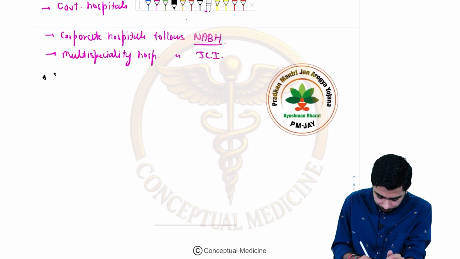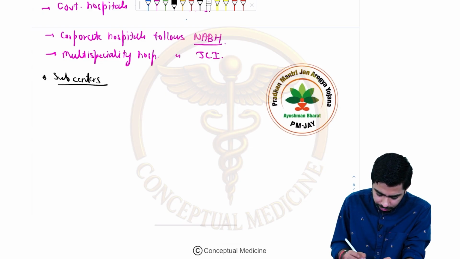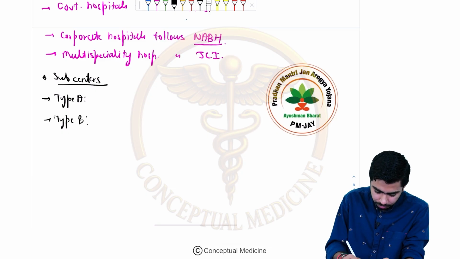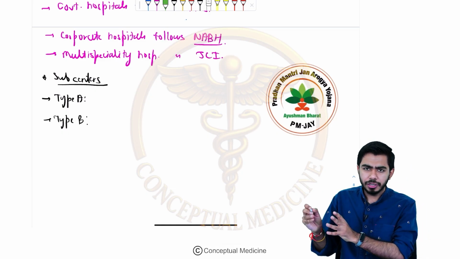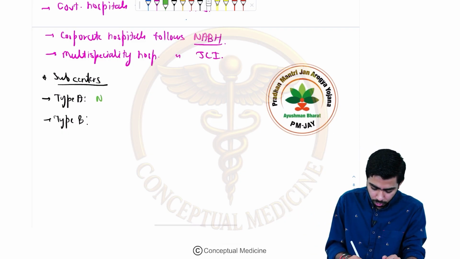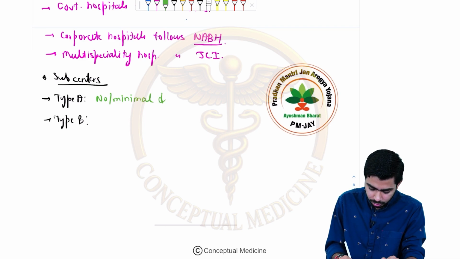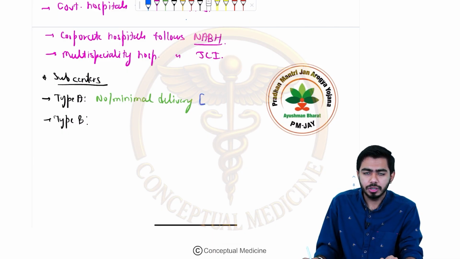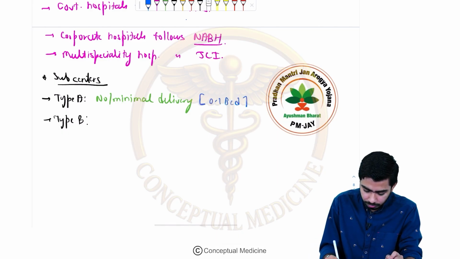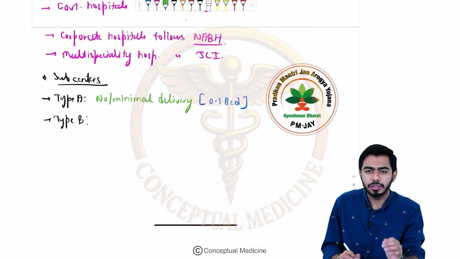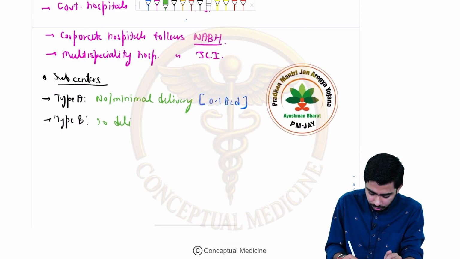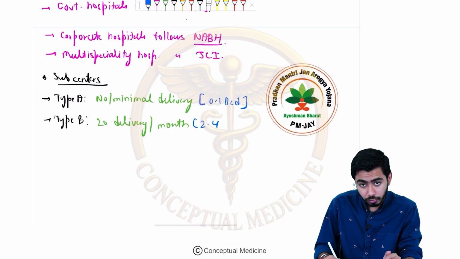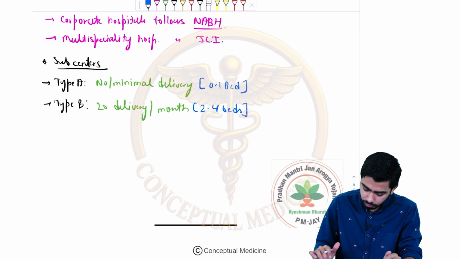At the level of the sub-center, sometimes I ask you these questions: there could be the type A sub-center, and there could be the type B sub-center. At the type A sub-center, how many deliveries might there be? There could be no or minimal delivery. How many beds are you expecting here? There are only 0 to 1 bed. If we talk about the type B sub-center, this is a bigger level. Here we shall expect some deliveries, 20 deliveries per month. And how many beds? That is around 2 to 4 beds, right?